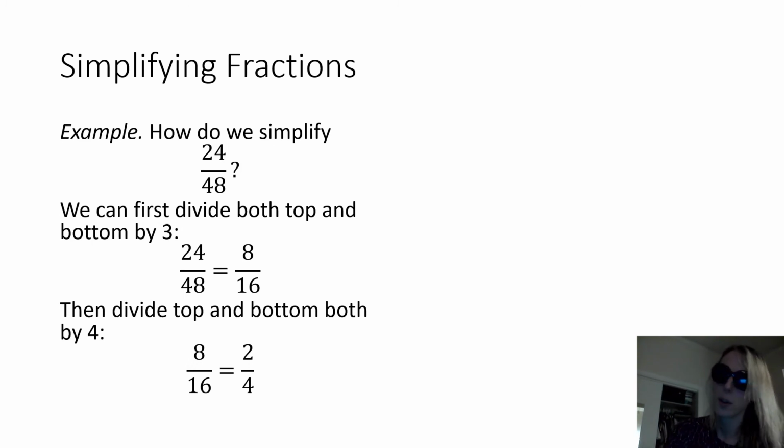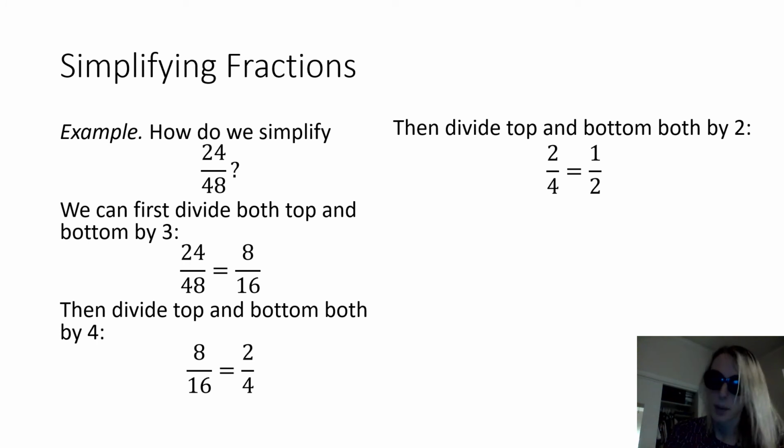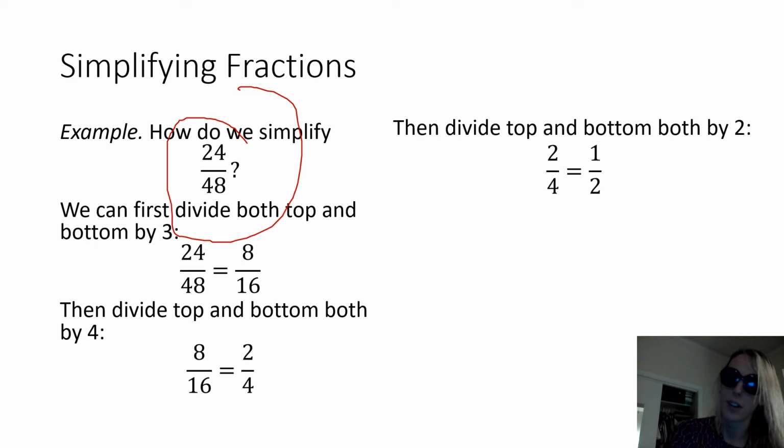8 divided by 4 is 2. 16 divided by 4 is 4. And then finally we can divide top and bottom both by 2. 2 divided by 2 is 1. 4 divided by 2 is 2. And of course we could have done this faster in the first place. We could have just divided the original fraction, top and bottom both by 24, but it's okay. Either way works.